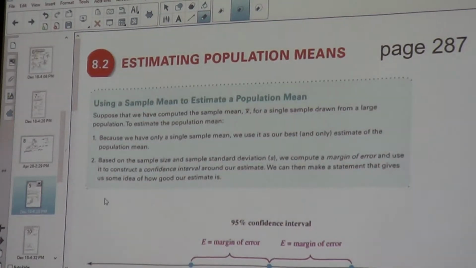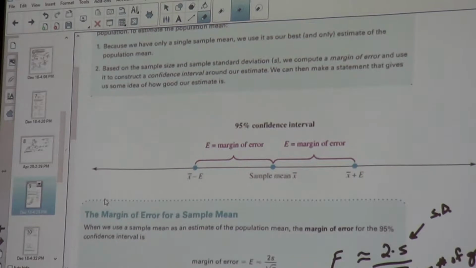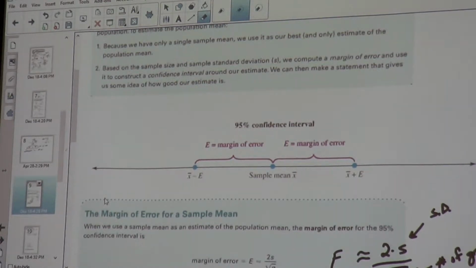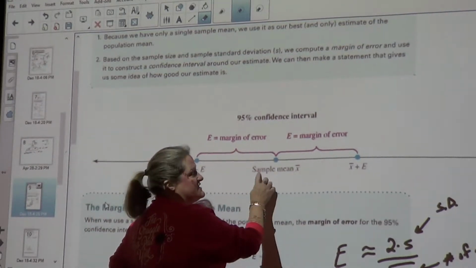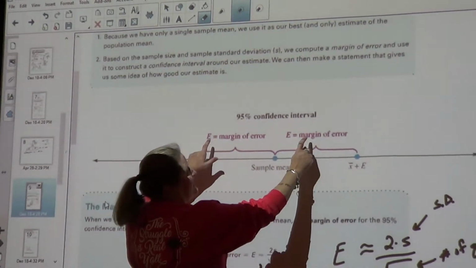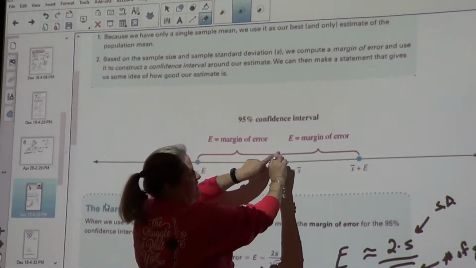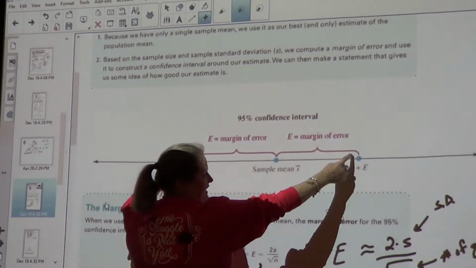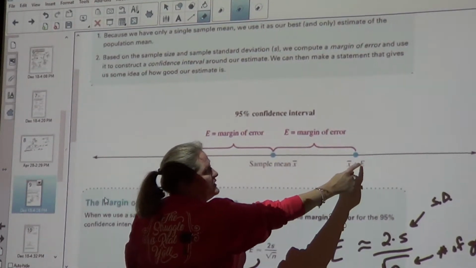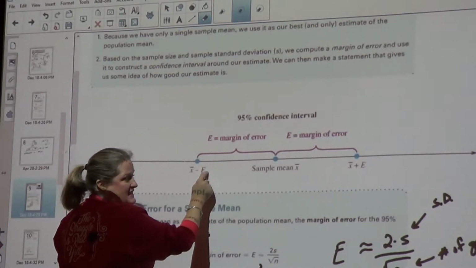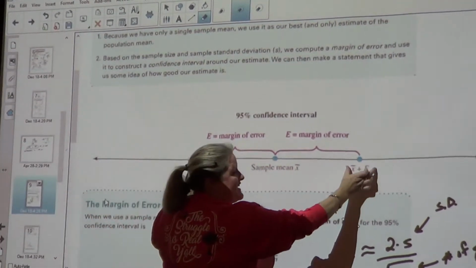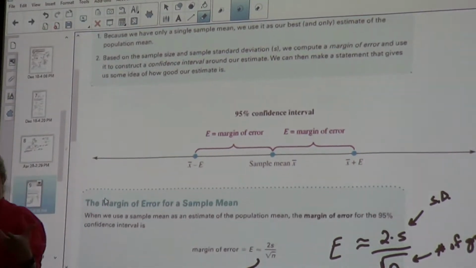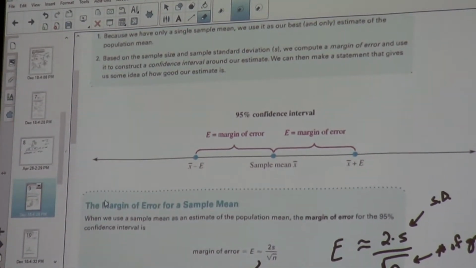So, 8.2. This shows you in statistical language what I just did. If I take an X bar, which is the sample mean, and I take the E, which is the margin of error, and I wiggle off of that, I'm going to get X bar plus E and X bar minus E, which is the mean plus the error and the mean minus the error, and that's going to give me my confidence interval. Same thing I just said, they just had to make it look harder than it was.